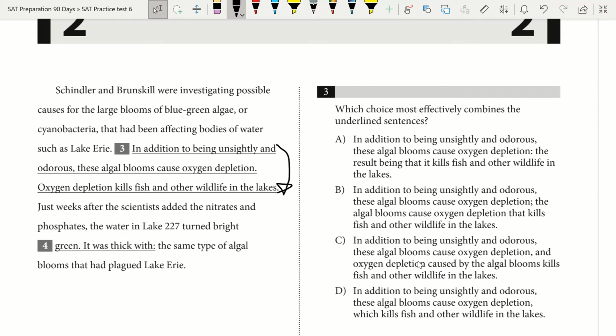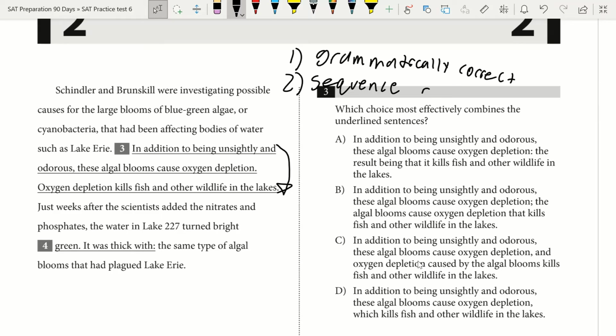When I'm asked to combine sentences, I look for pretty much two things. Number one, is it grammatically correct? I have to do it in a grammatically correct way. The other thing I look for is for my sequence of events to be in a logical order. I want my events to move chronologically, or in the order that they would happen. So those are really the main two things that I'm looking for.